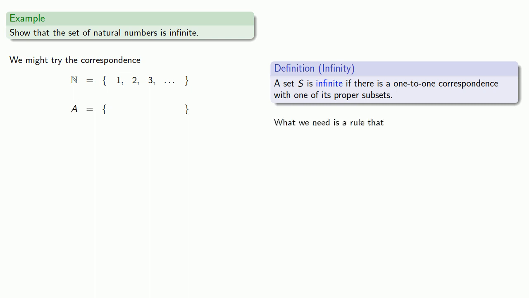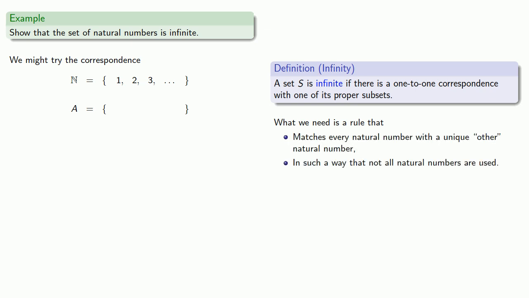So what we need is a rule that matches every natural number with a unique other natural number in such a way that not all natural numbers are used. So let's think about that. We have our listing of natural numbers. And one possibility is to offset the match. So we can take the list of natural numbers and offset it by 1. So 1 goes to 2 and back, 2 goes to 3 and back, 3 goes to 4 and back, and so on.